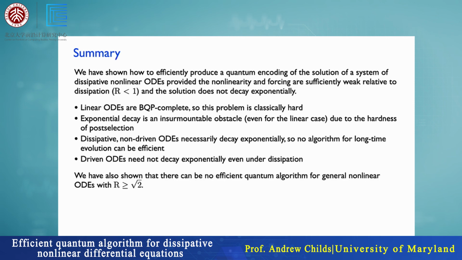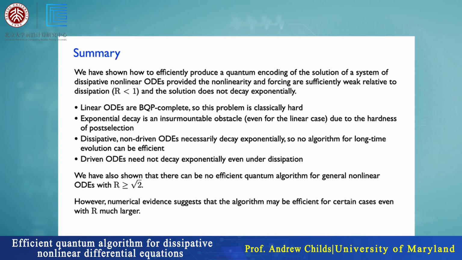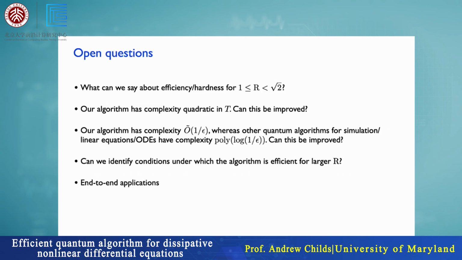Okay, we also have this hardness result that says that we can't hope for an algorithm that's going to be efficient for general nonlinear differential equations with strong nonlinearities. But at the same time, I mentioned this numerical evidence that shows that the algorithm may actually be efficient in some cases, even if R is bigger. And I think that's an interesting thing to try to investigate. So this is my last slide.